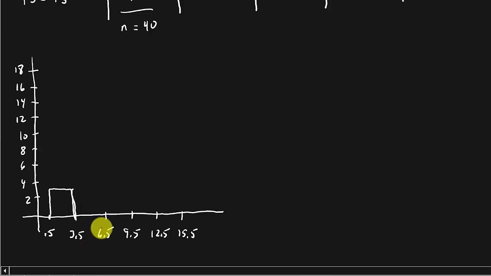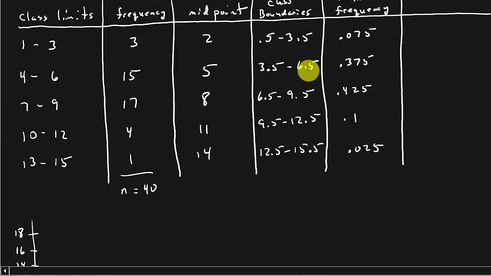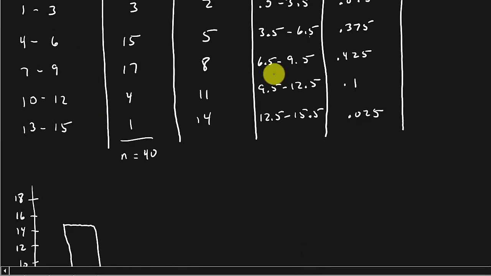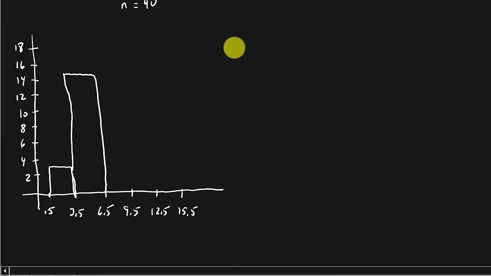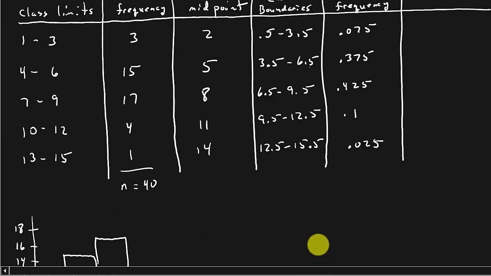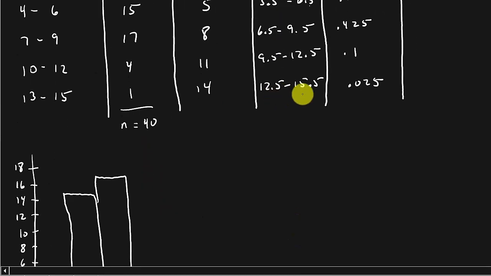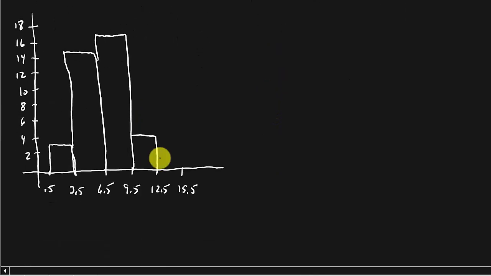And then for the next one, 3.5 to 6.5, we're at 15. And so that means this one's going to go all the way up to between the 14 and the 16. And yes, I know mine doesn't look that good, but the next one is going to go up to 17. And so we're going to be up here too. I'm sure the bars I'm drawing are kind of slanted. And then let's see, 9.5 to 12.5, that's at 4. So that's going to be about right here. And then for the last one, 12.5 to 15.5, that's going to be at a height of 1. And so there's your histogram.